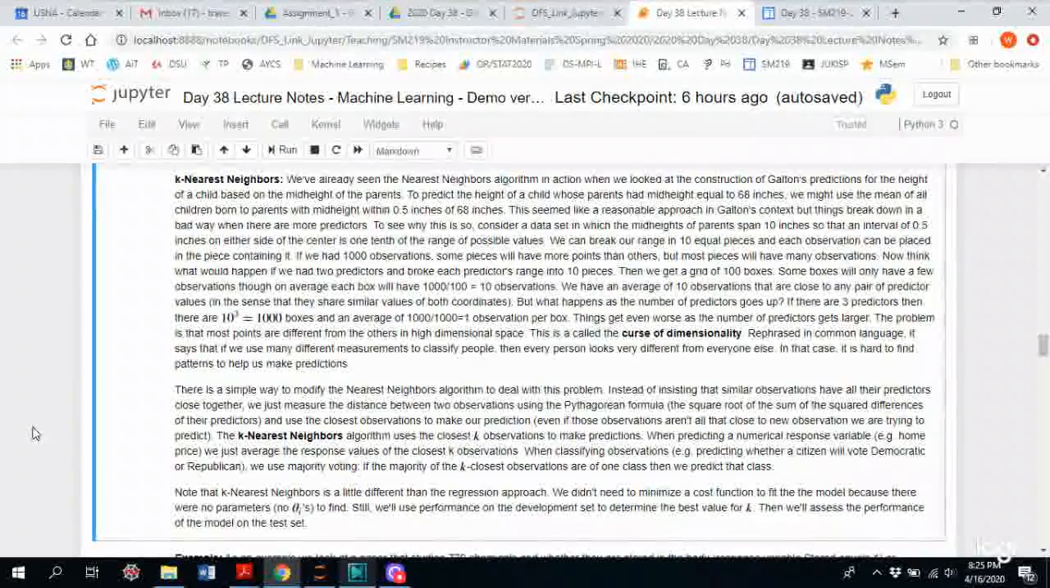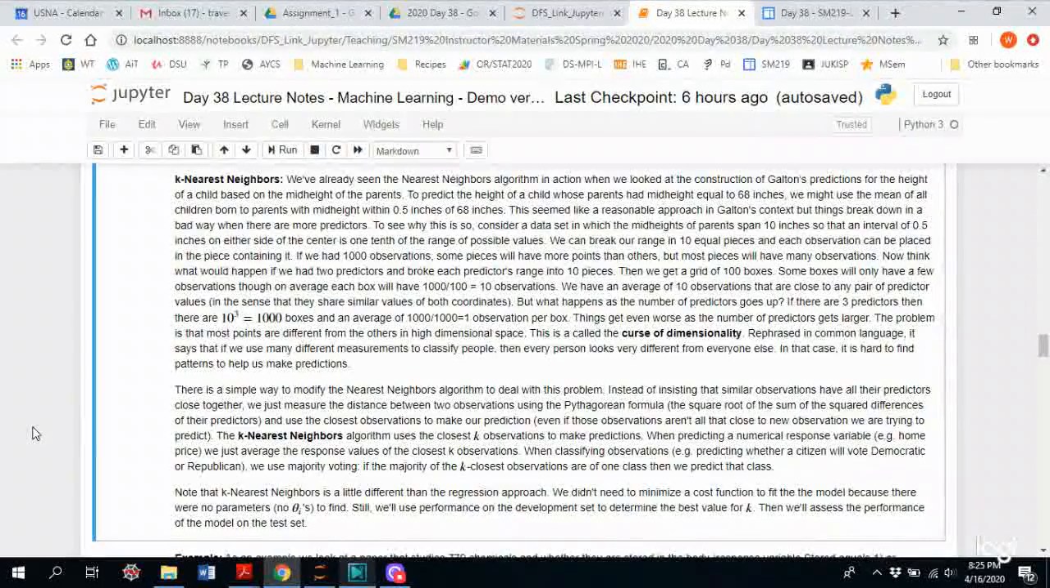But what happens as the number of predictors goes up? If there are 3 predictors, then there are 10 cubed, or 1,000 boxes, and an average of just 1 observation per box. Things get even worse as the number of predictors gets larger. The problem is that most points are different from the others in high-dimensional space. This is called the curse of dimensionality.